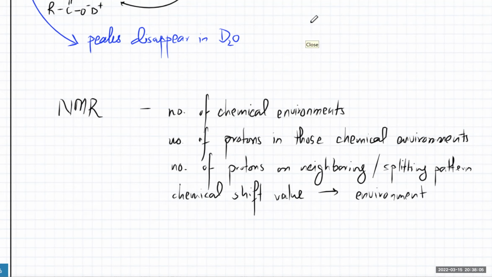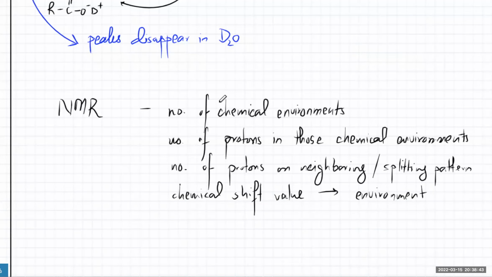So what are these 3-4 things? Advantages of NMR? Yes, sir. Sorry.